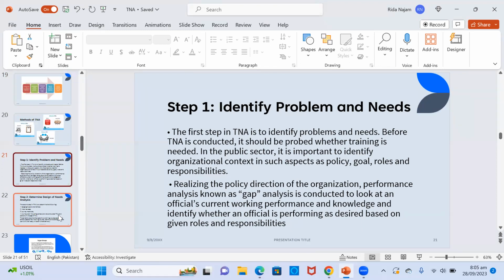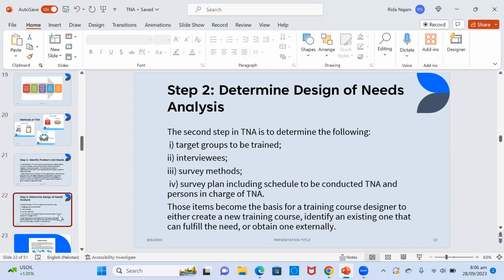It includes the following steps. Step number one, identify problems and needs. The first step in TNA is to identify problems and needs. Before TNA is conducted, it should be probed whether training is needed. In the public sector, it is important to identify organizational context in such aspects as policy, goal, roles, and responsibilities. Realizing the policy direction of the organization, performance analysis known as the gap analysis is conducted to look at an official's current working performance and knowledge and identify whether an official is performing as desired based on the given roles as well as responsibilities.